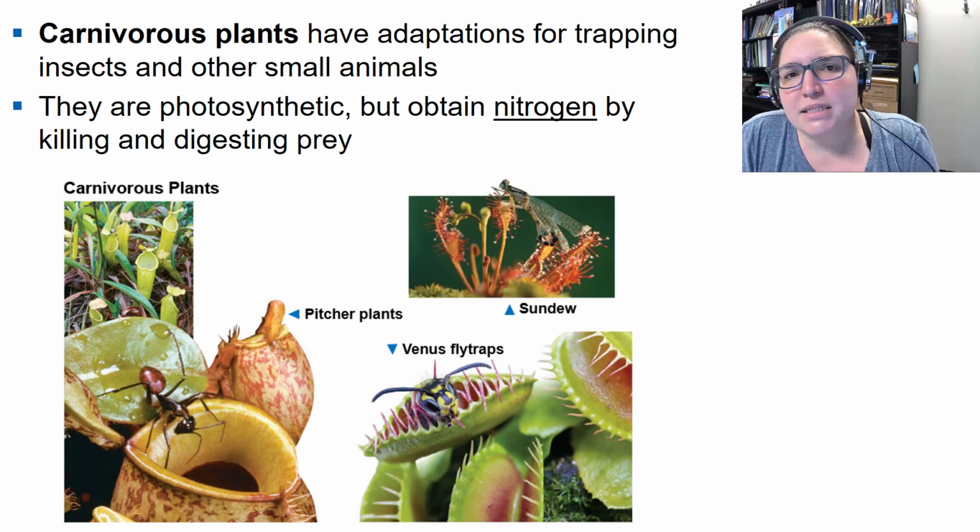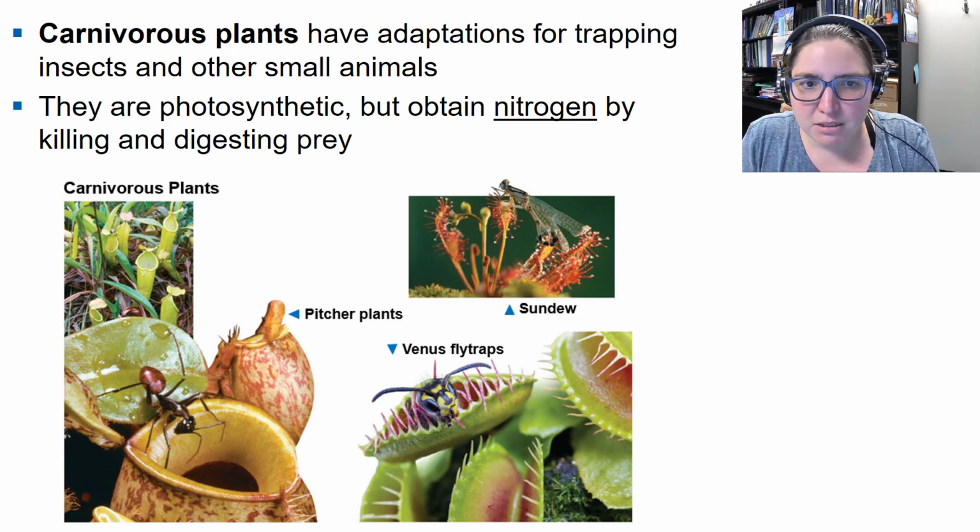Then carnivorous plants are still photosynthetic, and that seems to be kind of a confusion oftentimes, but they're still photosynthetic, they're still green, they do photosynthesis, but they obtain nitrogen from killing and digesting prey. So I think the most kind of famous carnivorous plant is the Venus flytrap, but there's other carnivorous plants as well. They tend to live in really nitrogen poor soil, so they have these adaptations to get nitrogen from their prey.